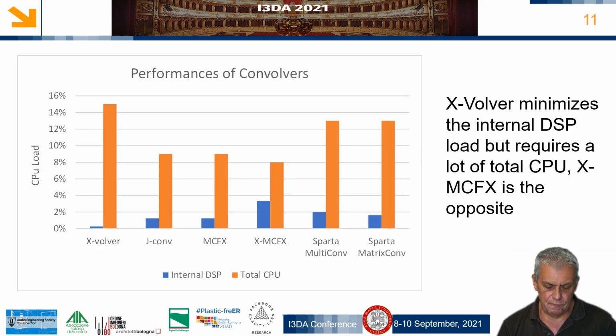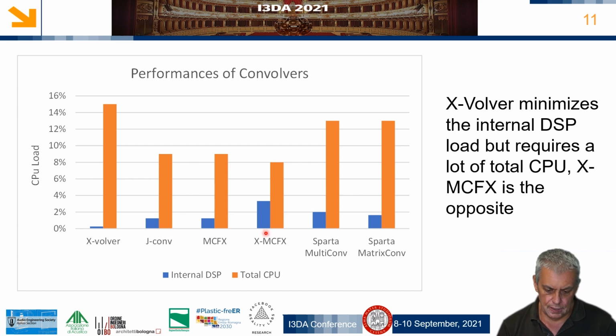Here you see the performance of these convolver plugins. As you see, Xvolver, the older one, was minimizing the load on the internal DSP of the host program, Plugin Bidule in this case, but it takes a lot of external CPU power.